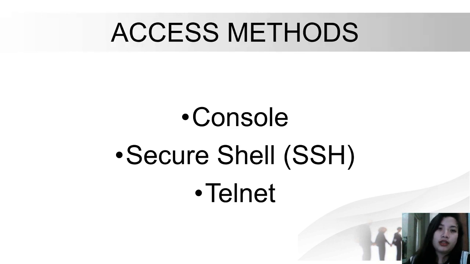Then, access methods. So these are the access methods: console, secure shell or SSH, and telnet. A Cisco IOS switch can be implemented with no configuration and still switch data between connected devices. By connecting two PCs to a switch, those PCs will instantly have connectivity with one another.